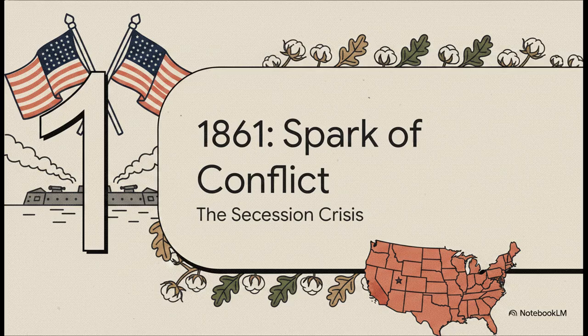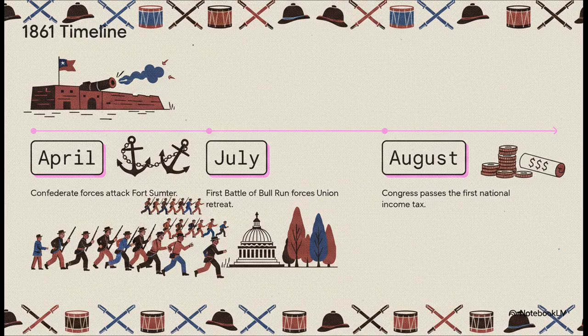Section 1, 1861, spark of the conflict. Let's get into it. So, this year kicks off with an intense secession crisis right after Abraham Lincoln is elected. South Carolina breaks away first, and 6 more states quickly follow suit, leading to the rapid creation of the Confederate States of America down in Montgomery, Alabama. Things were heating up insanely fast.